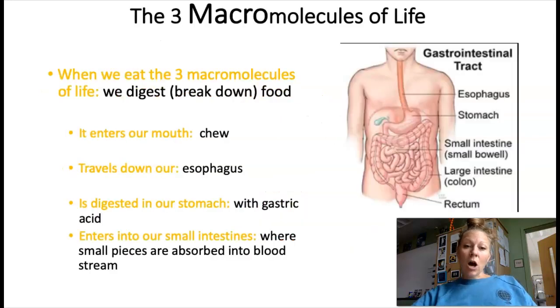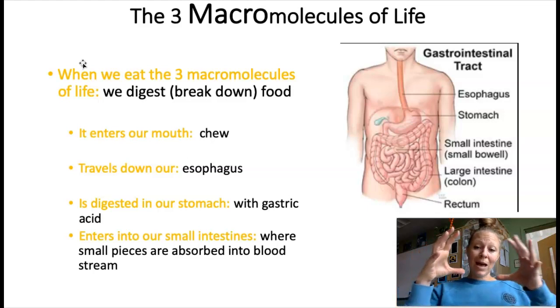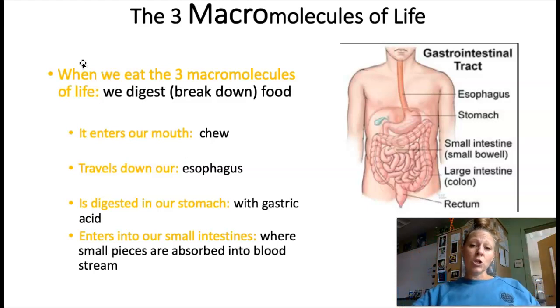Let's talk about digestion. So when we eat the 3 macromolecules of life, they are big, and what we do is we break them down into smaller pieces. The goal of digestion is to break down your food. So it enters our mouth, we chew it, it travels down our esophagus. And then here in our stomach, it's going to interact with gastric acid, which is going to break it down even smaller. And then here in the small intestines, this is our small intestines.